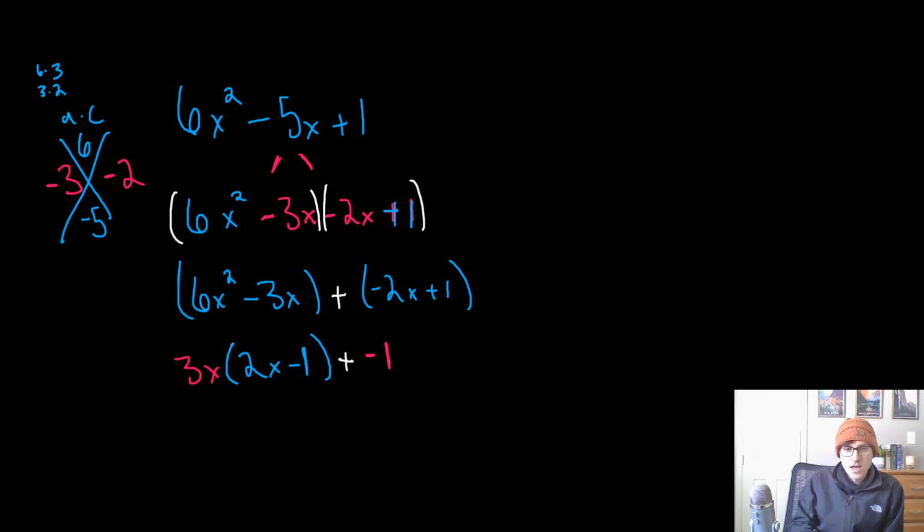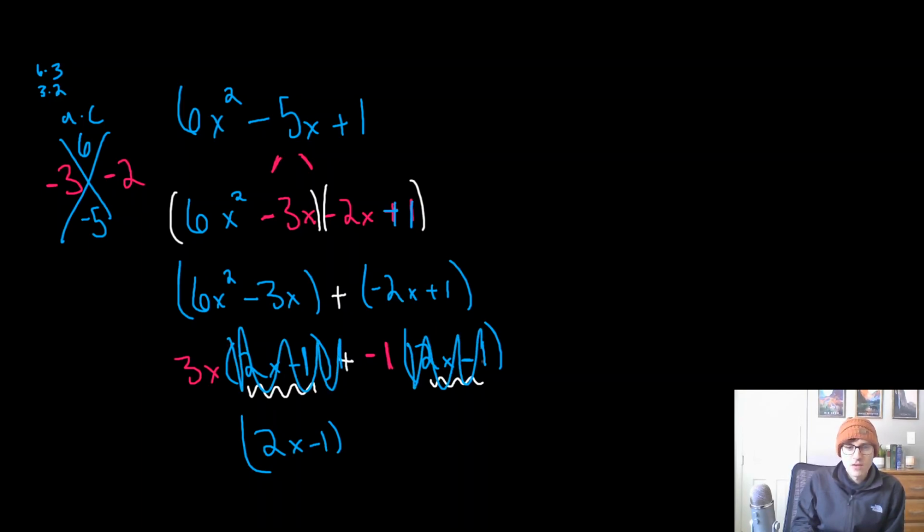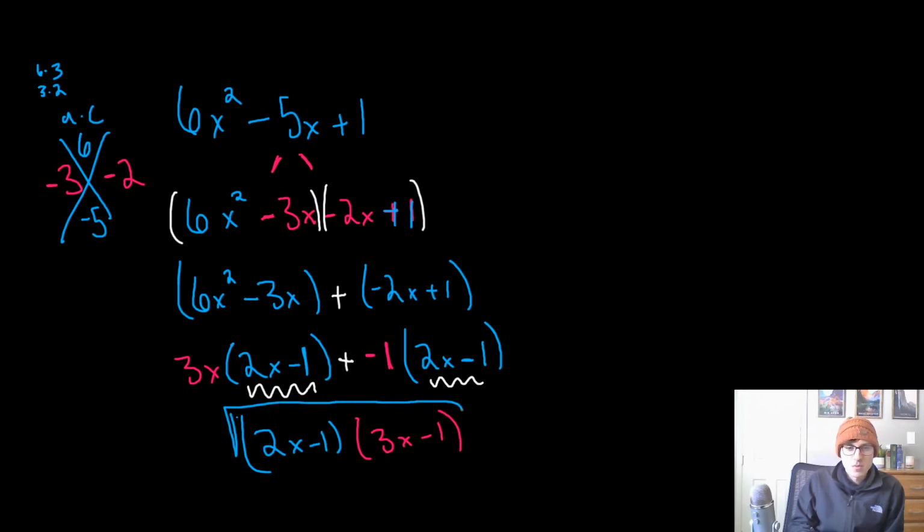So what if I factored out a negative 1? What would that leave me with? Negative 2x divided by negative 1 is 2x. Positive 1 divided by negative 1 is negative 1. And look! I've got the same terms inside my parentheses. That's what I wanted. So then I factor out the 2x minus 1. And if it helps, you can just kind of see what's left. What's left is 3x minus 1. So times 3x minus 1. And that's your answer.